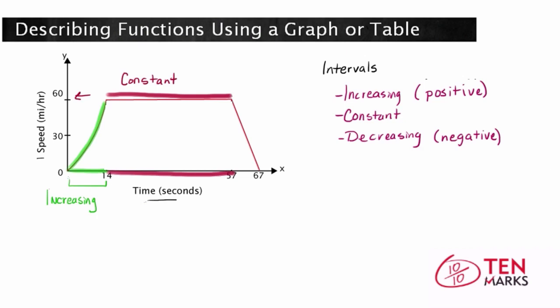That leaves us with one more interval to look at, and that would be from 57 seconds, or x equals 57, to x equals 67 seconds. Here we can see something different happening. As we look at the graph from left to right, we see that it's going downhill, or as the values of x are increasing, the values of y are now decreasing. We say that the graph on this interval from 57 to 67 seconds is decreasing.